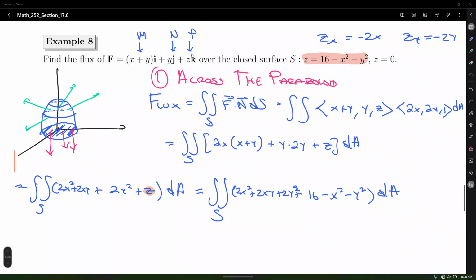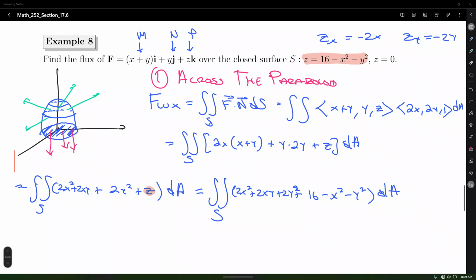So this flux integral is calculating the flux across the paraboloid and also across the bottom, the circular bottom. So actually we needed to split this problem into two parts. So that's the driving force across the surface given by those equations. Okay, so what did we do?